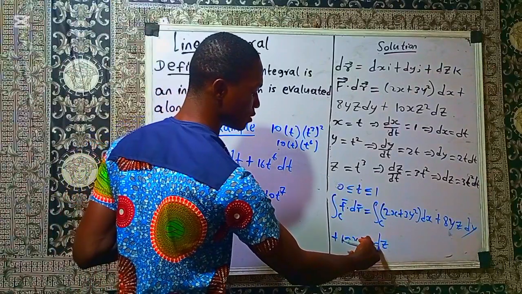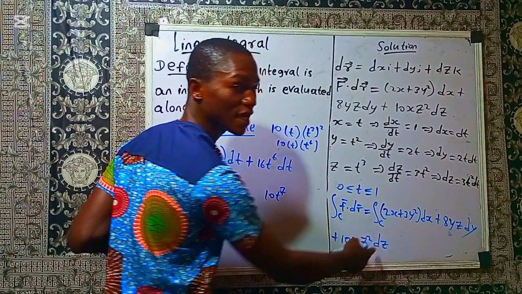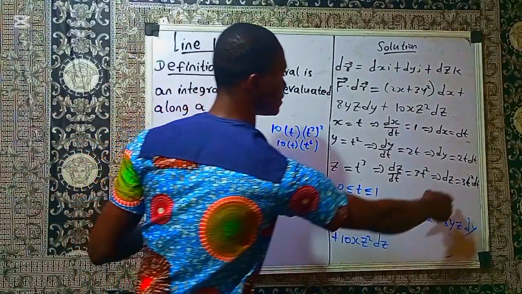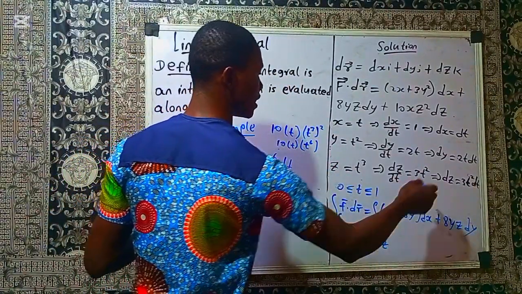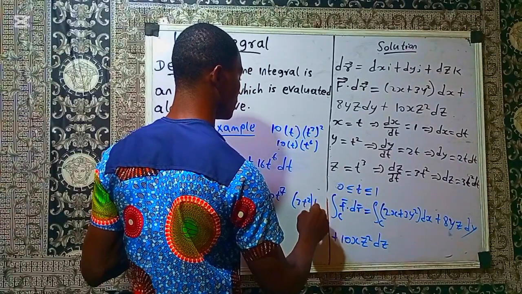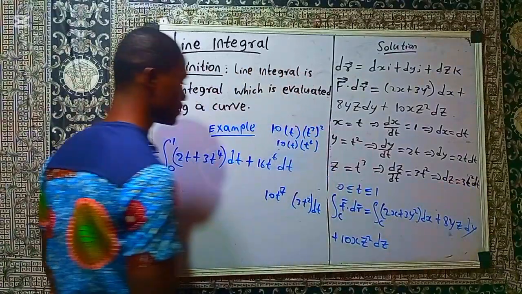But this 10x z squared is multiplying dz. It's multiplying dz. What's our dz? Our dz is 3t squared dt. That's from this place we got 3t squared dt.